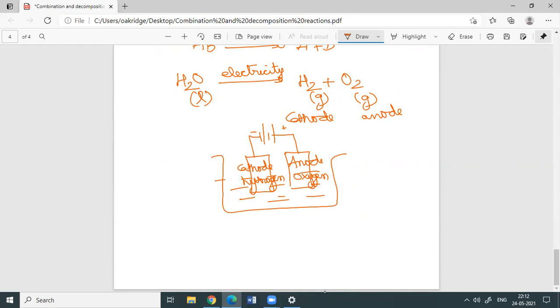So these are the first two important types of reaction, combination and decomposition, which you can learn very easily. If you have any doubts, if you're not able to understand anywhere, if you have any suggestions, please do recommend me in the comment box. I'll surely try to make some changes and come up with some new ideas.